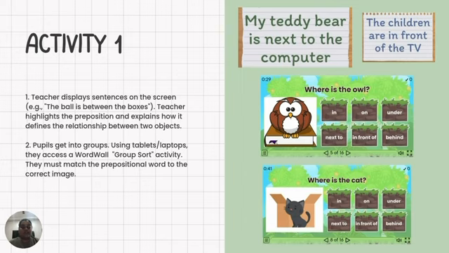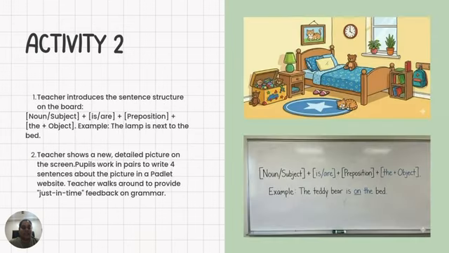People get into groups using tablet or laptop. They access a word wall. Group sort activity. They must match the prepositional word to the correct image. Moving forward to the second activity, the teacher introduces the sentence structure on the board, as you can see in the example over here. Number two, the teacher shows a new detailed picture on the screen. People work in pairs to write 4 sentences about the picture on a Padlet website. Teacher walks around to provide just-in-time feedback on grammar while they're doing their task.